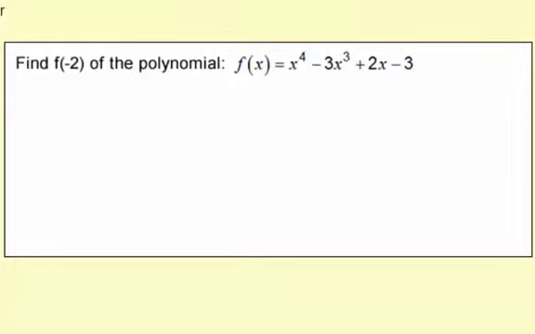In this video I'm going to discuss the process of synthetic substitution. So we're going to input -2 into this f of x function right here, and we're going to find out what the output is.